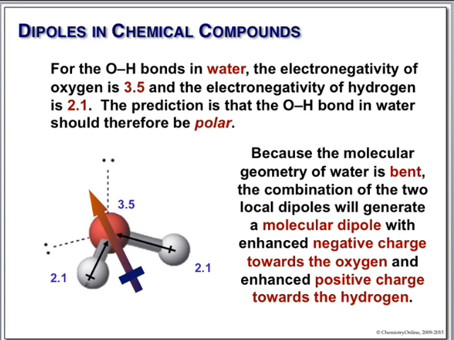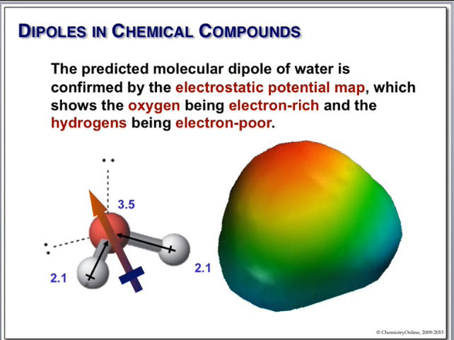If we calculate an electrostatic potential map for water, we would get something like this. Again, here's our negative end, here are the 2 hydrogens, and these are our positive ends.